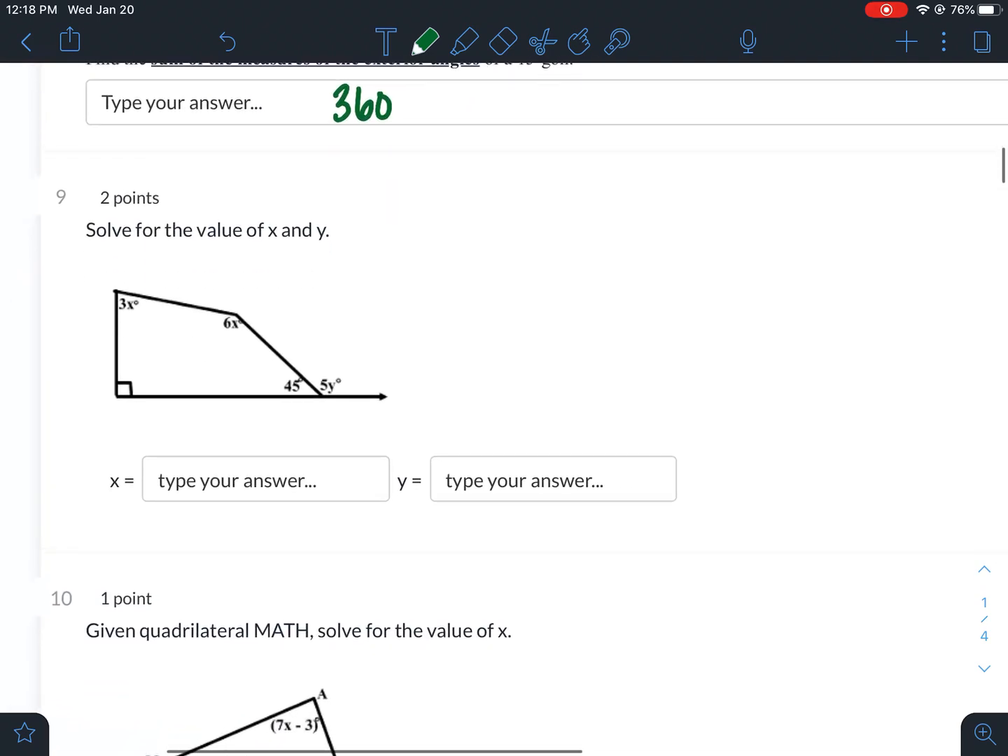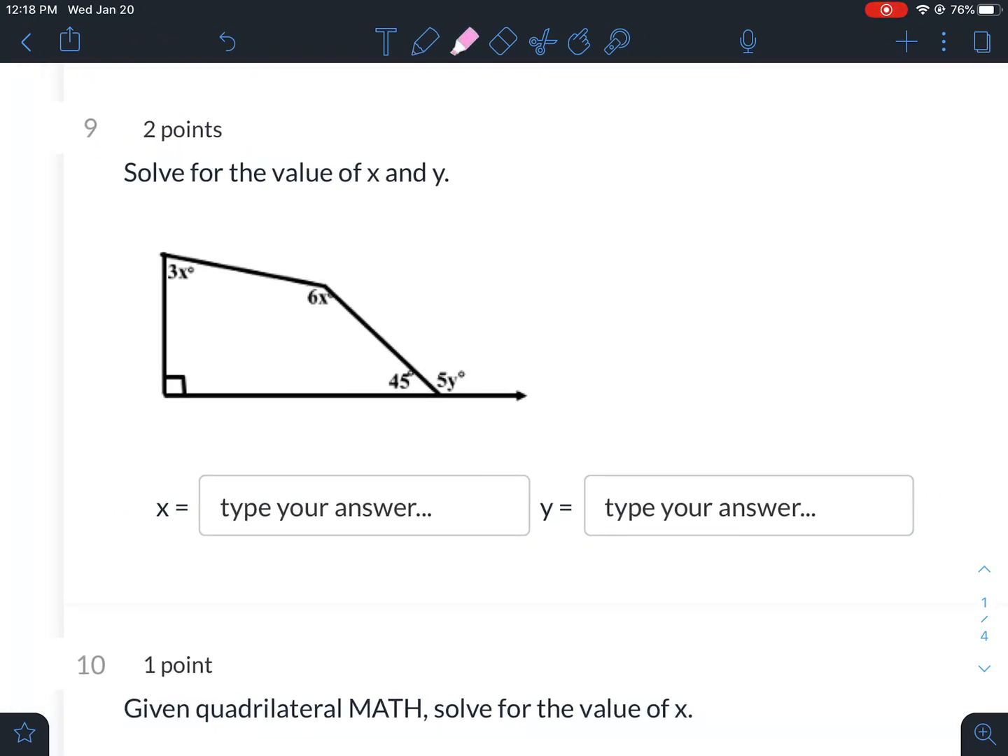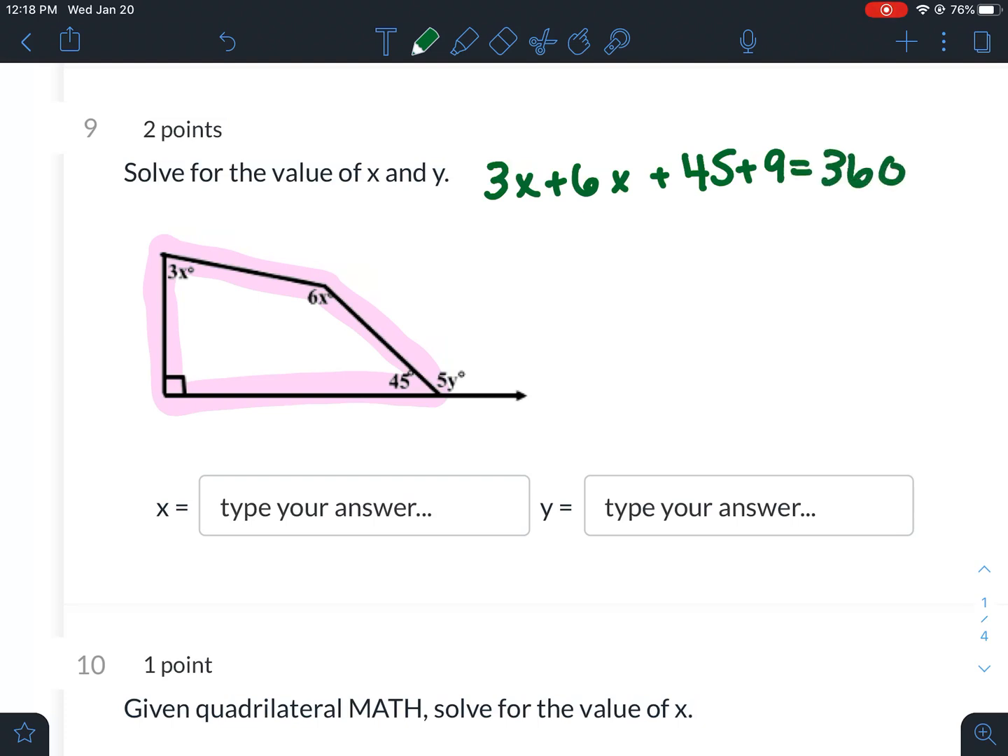Number 9. I'm pretty sure we have seen this about 47 times, but let's do it once more. So here is a 4-sided figure. We know all 4-sided figures add to 360. So I'm just going to do that. So I've got 3x plus 6x plus 45 plus 90 equals 360. Okay, so that'll give me 9x plus 54 equals 360. And when you work all that out, you should get x of 25.